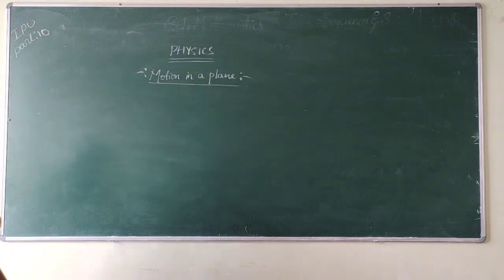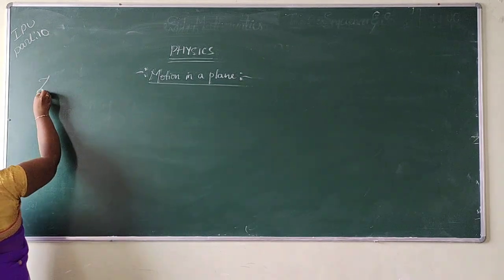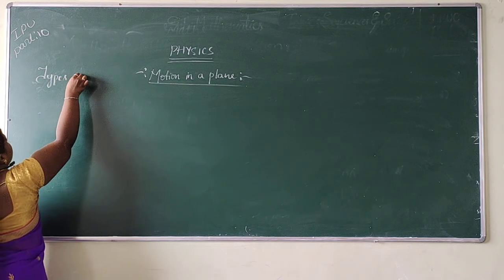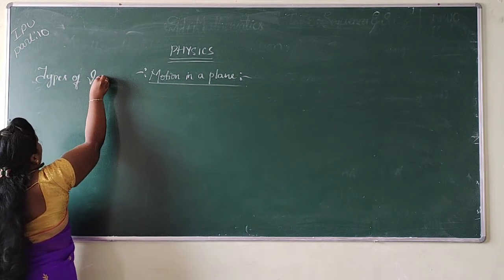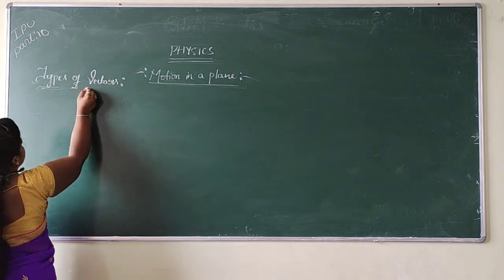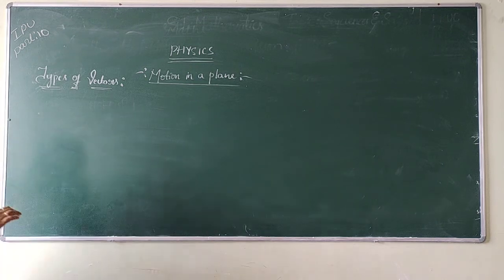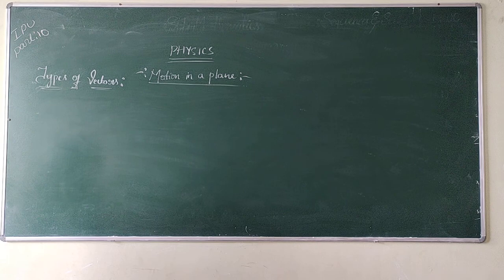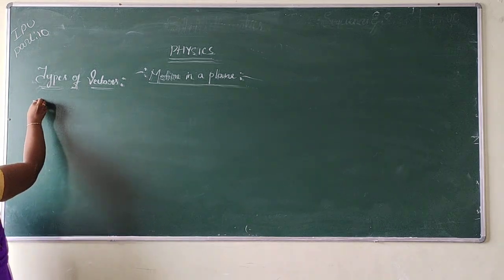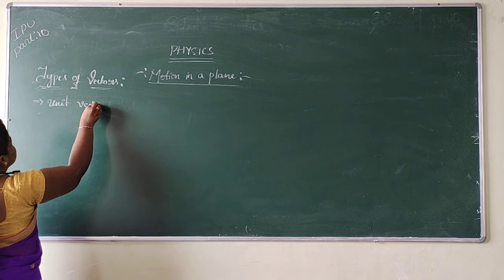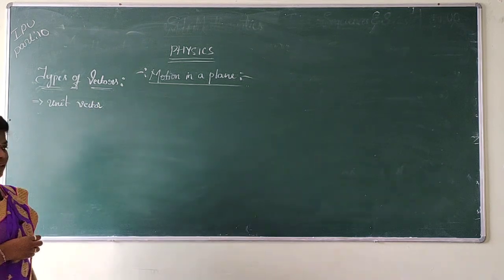So vector is divided into so many types. First I am going to discuss that. Let us move towards the discussion of types of vectors. Yes, let us discuss the types of vectors. Dear students, first I am going to discuss the unit vector. So what is this unit vector?